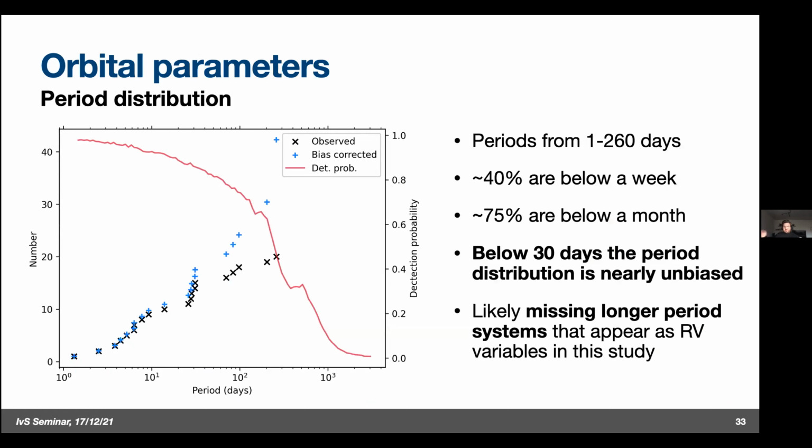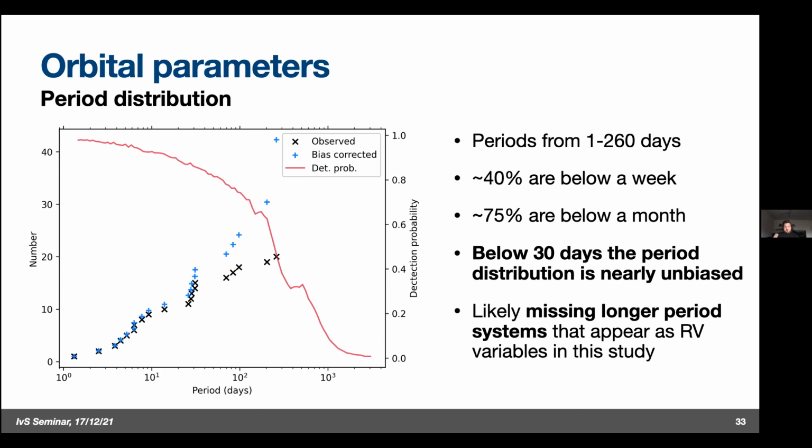Okay, so we've identified all these binaries, and now this allows us to construct new orbital parameter distributions for these B stars. So we have periods of 1 to 260 days. As I said, we can't find periods much over a year here. You can see in the black crosses the observed period distribution, and in the blue crosses the bias-corrected period distribution, which we calculate from the detection probability we find from the bias correction.